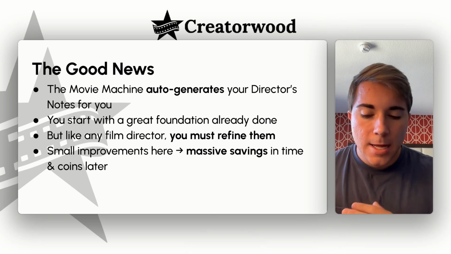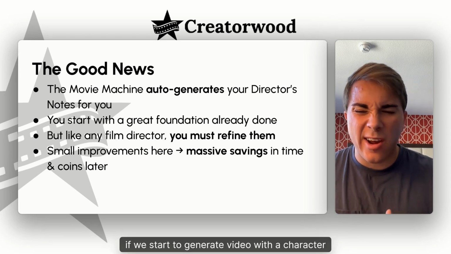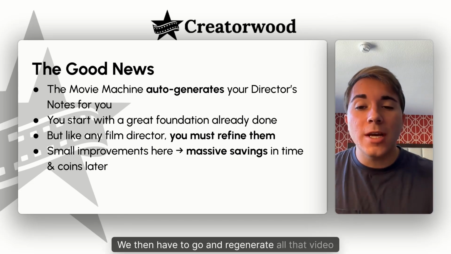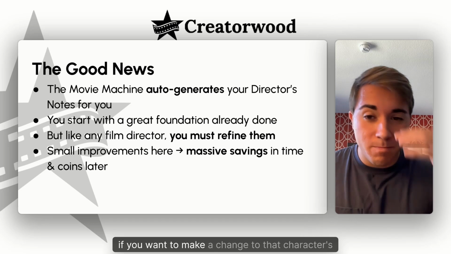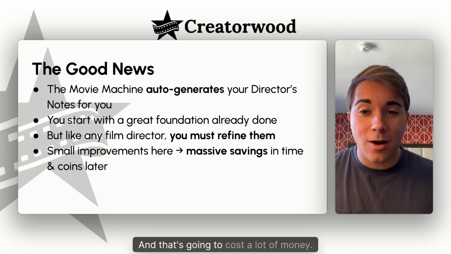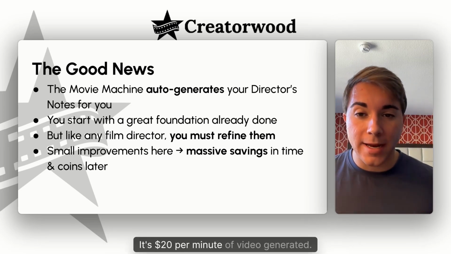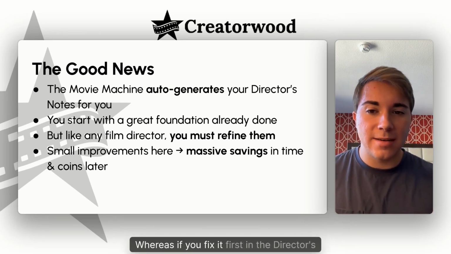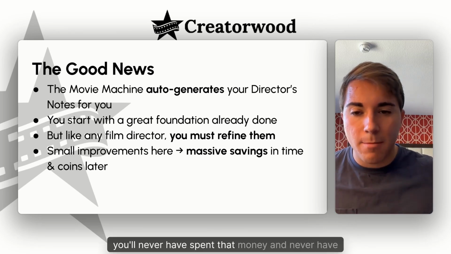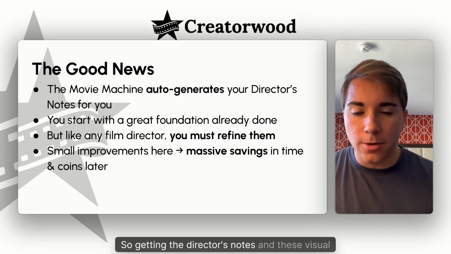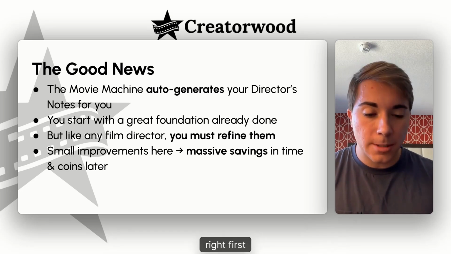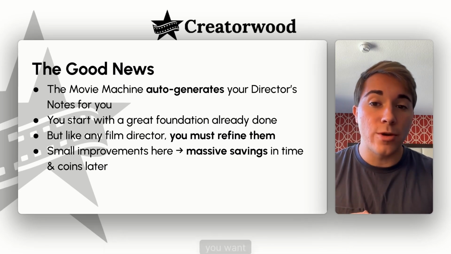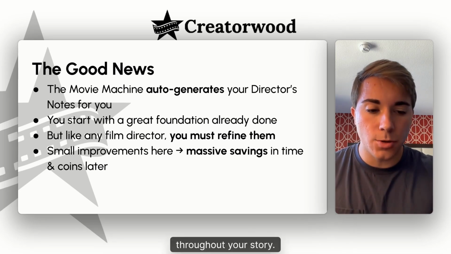Why? Because if we start to generate video with a character whose look you don't like, maybe you want to change the color of their hair, we then have to regenerate all that video if you want to make a change to that character's hair. And that's going to cost a lot of money. It's $20 per minute of video generated. So again, that's going to cost a lot of money to fix later. Whereas if you fix it first in the director's notes, you'll never have spent that money and never have spent that time. Getting the director's notes and these visual foundations to your films right first is really what's going to help you ensure your film is consistent and looks the way you want throughout your story.